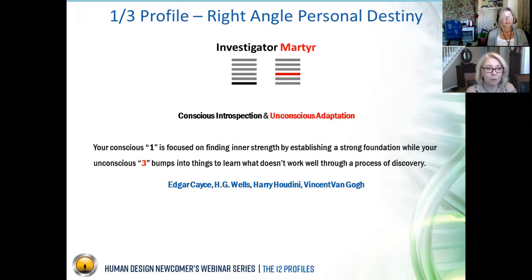I know a lot of 1-3s. I have a lot of 1-3s in my life. The third line is very resilient. I mean, they may get knocked down, but they jump right back up and ready for the next thing. And they investigate deeply what they bump into that is of interest to them. So they become very, very deep discoverers of things in life. And they find out what works for them by going through this process of finding out all the things that don't work.